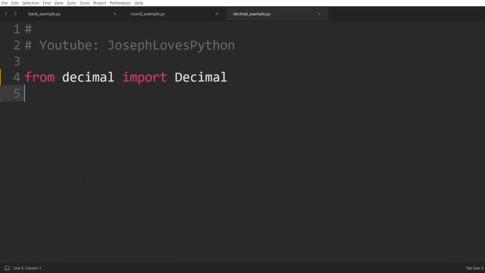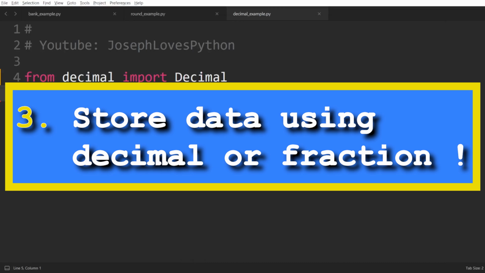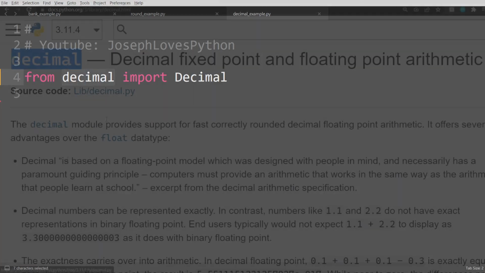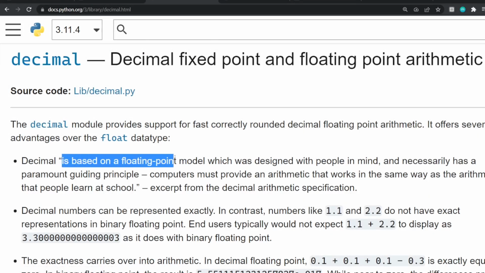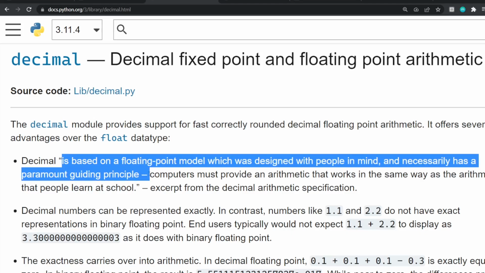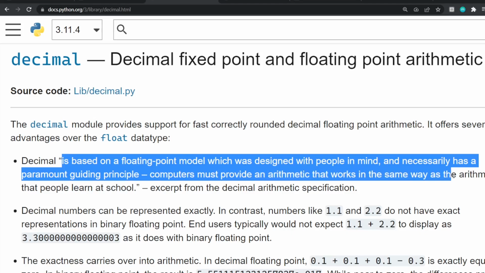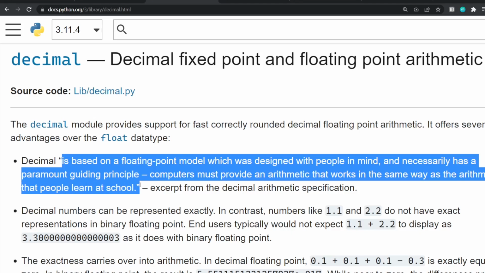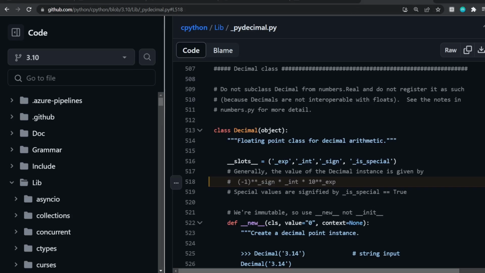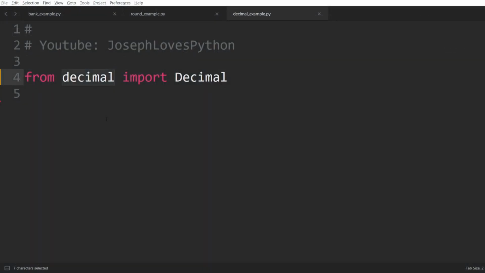Finally, you could store your data in Python using alternative data formats such as decimal and fraction. Decimal is a module in Python that, and I quote, is based on a floating point model which was designed with people in mind and necessarily has a paramount guiding principle. Computers must provide an arithmetic that works in the same way as the arithmetic that people learn at school. All of that to basically say that decimal is an encoding of real numbers that basically mimics our own base 10 system on binary machines, meaning that 0.1 for instance can be precisely represented.